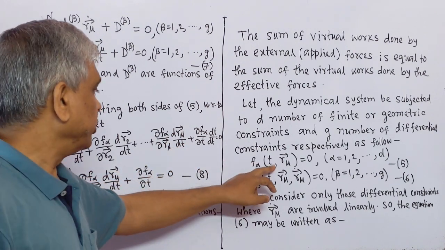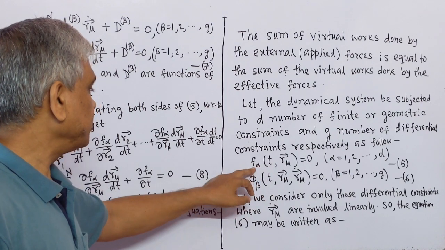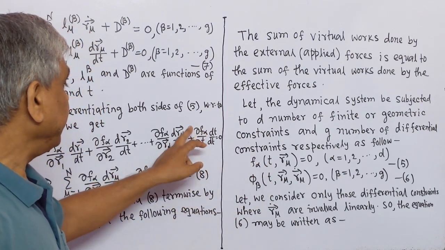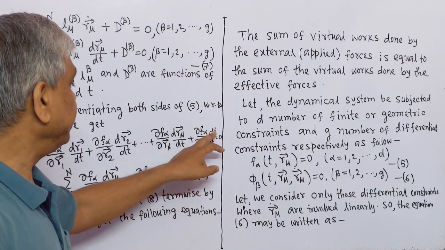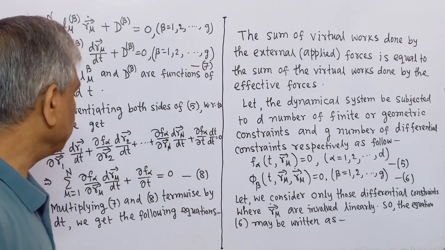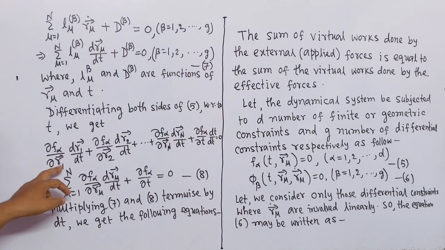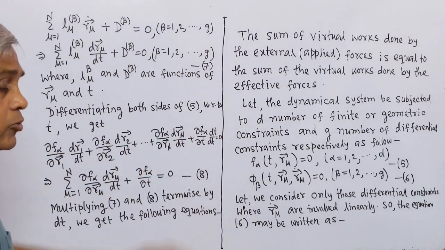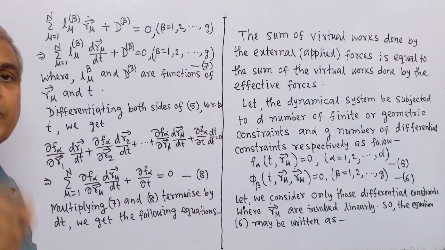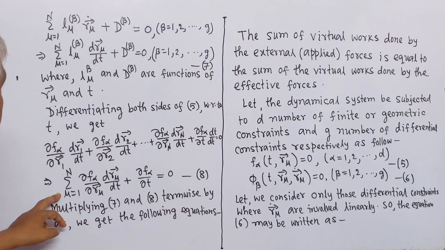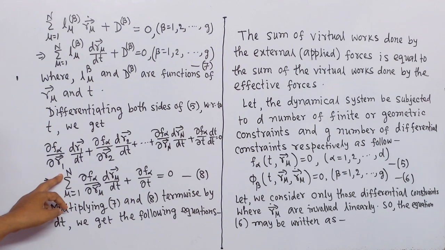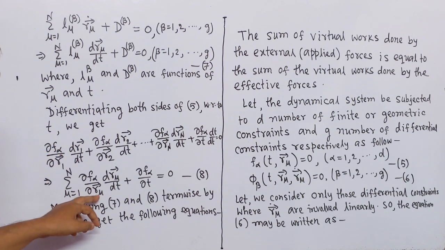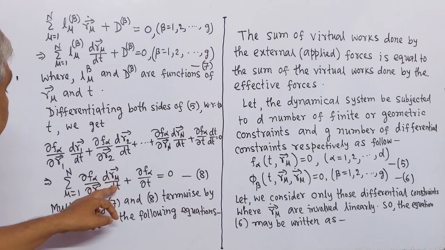Then we differentiate partially this f_alpha with respect to t, del f_alpha by del t, dt by dt, and this is equal to 0. Here we see that 1, 1, here 2, 2, here n, n. So we may write this in sigma form. Here sigma mu equal to 1 to n, partial derivative of f_alpha with respect to r_mu, dr_mu by dt.